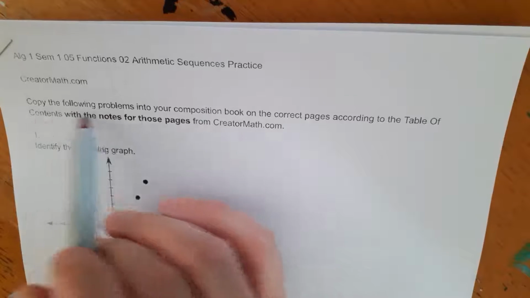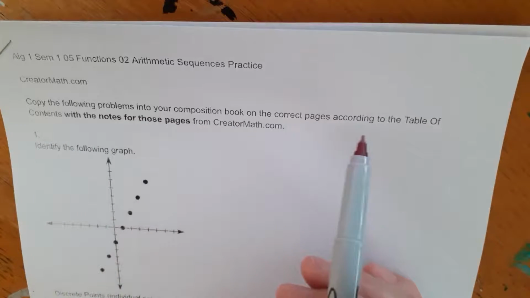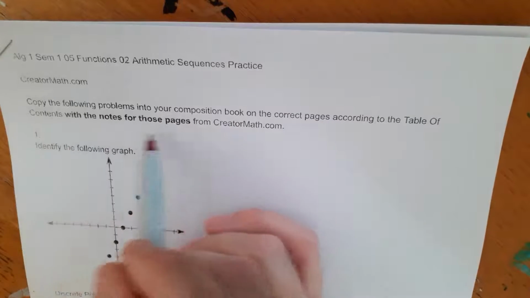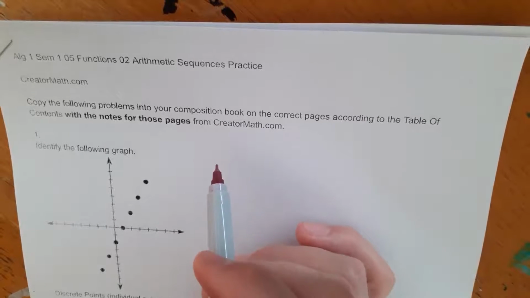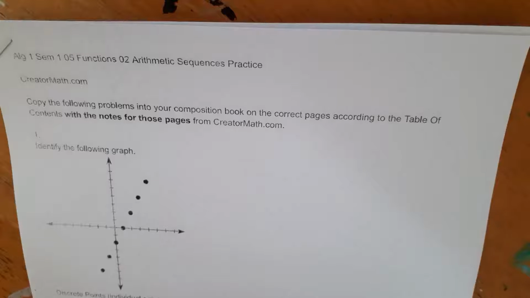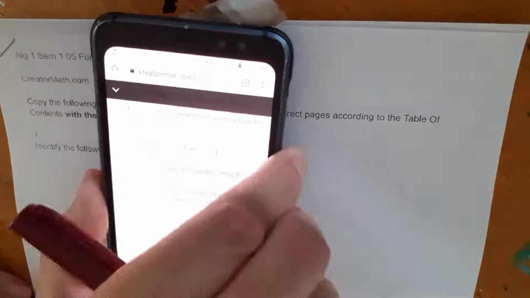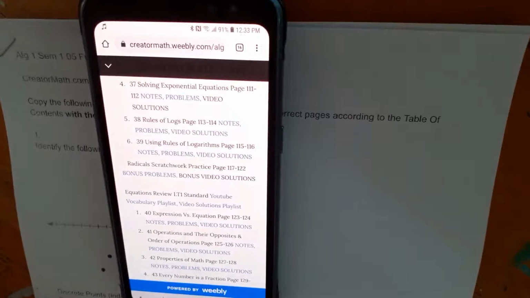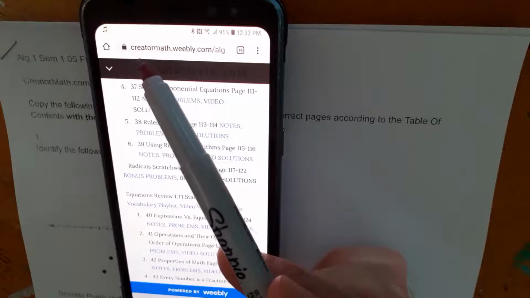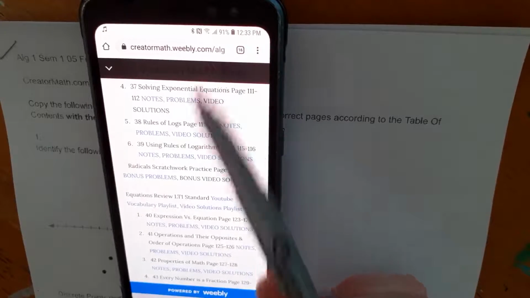The instructions are copy the following problems into your composition book on the correct pages according to the table of contents with the notes for those pages from creatormath.com. Just to show you where those notes come from, it's a little bit difficult sometimes for students to find. There we go. So this is the actual name of the website, creatormath.weebly.com. Google that. If you do, you should be able to get to this homepage.